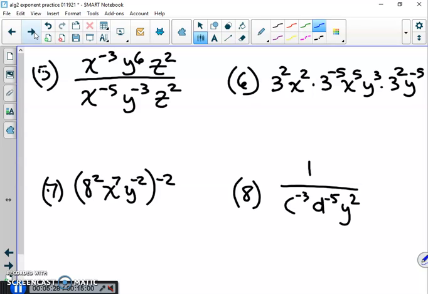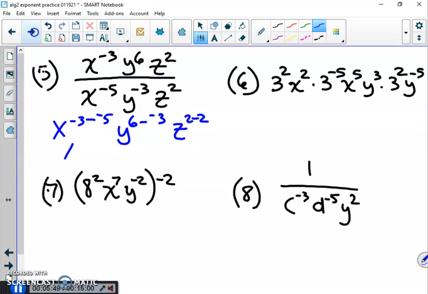So in the first problem, we have quotient rule because we have this fraction here. So we're going to take the exponents and subtract them. So -3, take away -5. It's not -3 minus 5. You're taking away a negative number. Y is 6 minus -3. And the z is 2 minus 2.